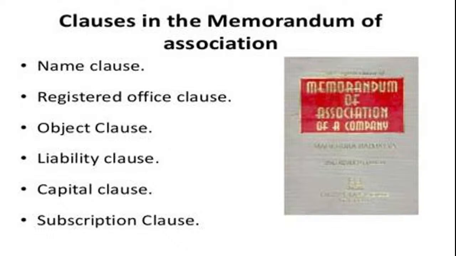Liability clause means the directors or promoters who are going to be with the company, whether the liability of the company will be limited or unlimited. See, friends, in the case of a company, the liability of the promoter, meaning the shareholder, is always limited. But in the case of a partnership firm and proprietorship firm, the liability always remains unlimited.